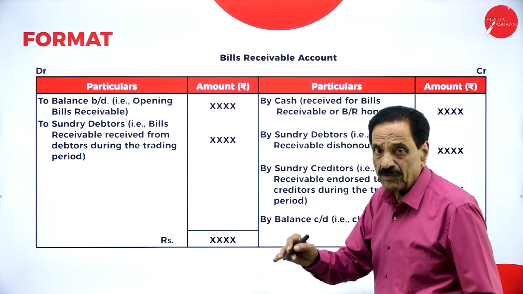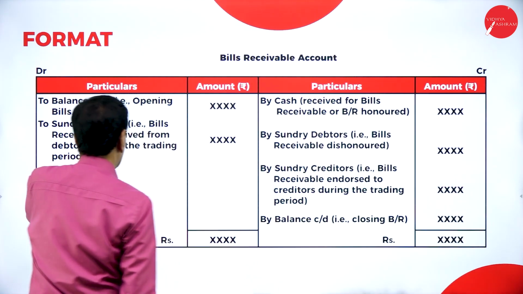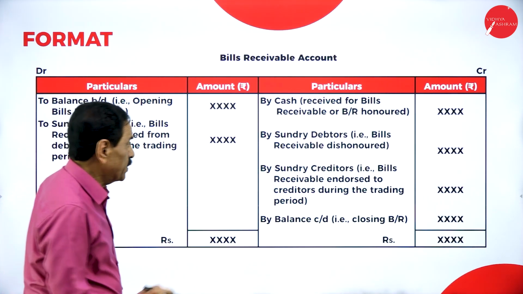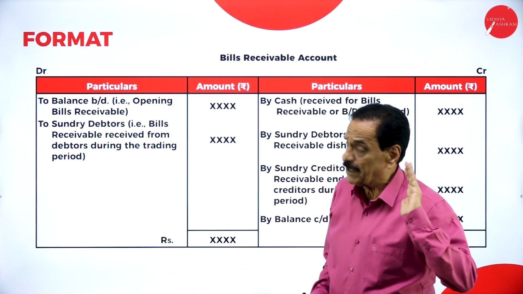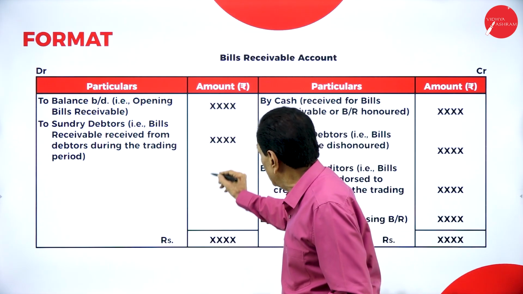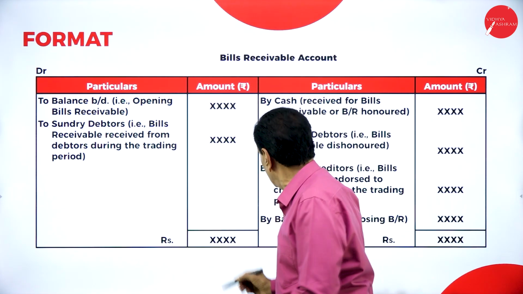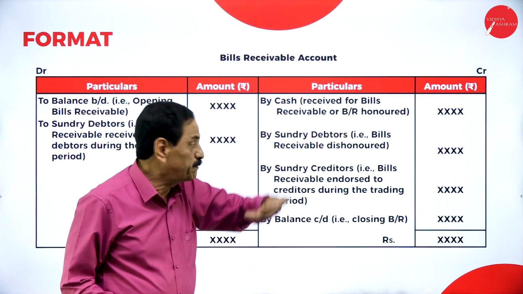Now, before going to the problem, I'll give the format of BR. To balance brought down, opening BR. We started with the opening BR. Then we received from our customer, the debtor. Still they have not paid. Debtor BR received during the year. Total amount they have to pay. Out of that, we received from BR honored. Your BR has been reduced.